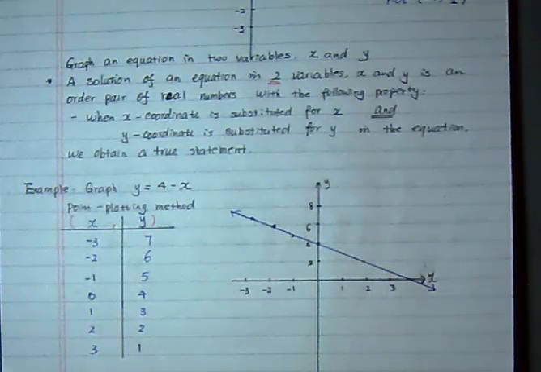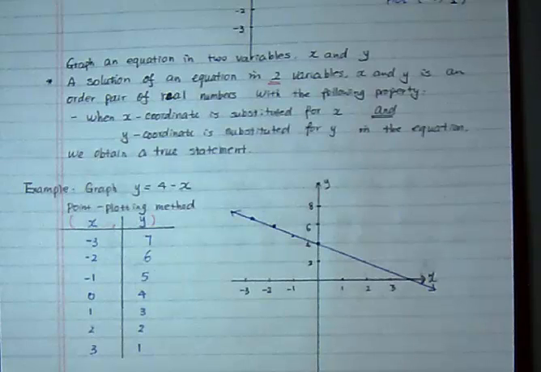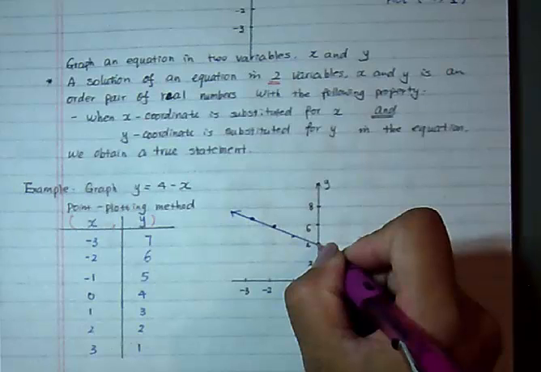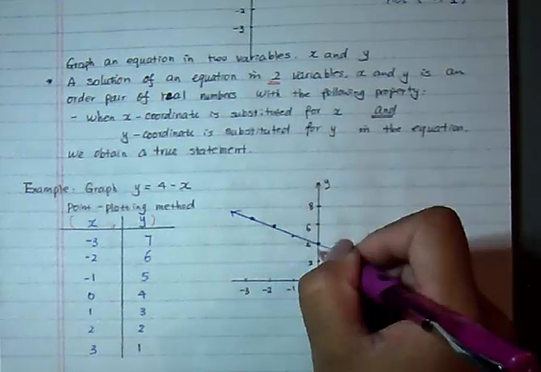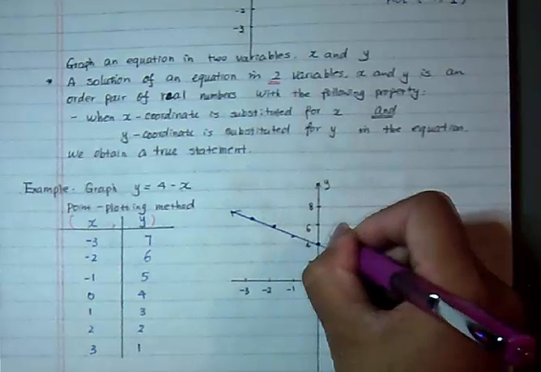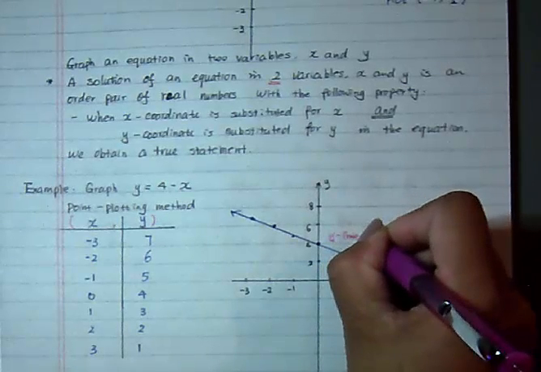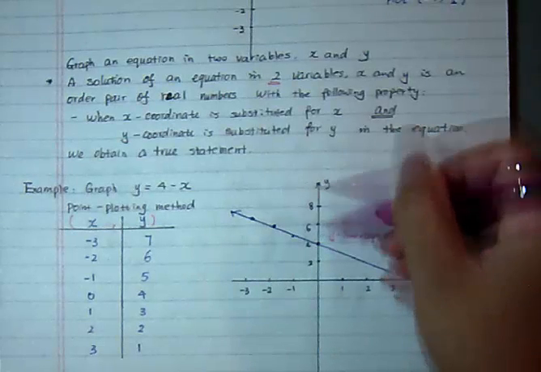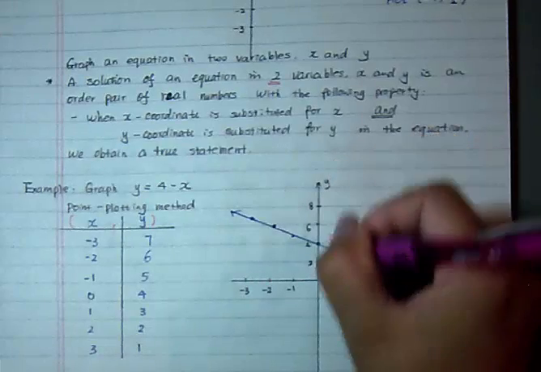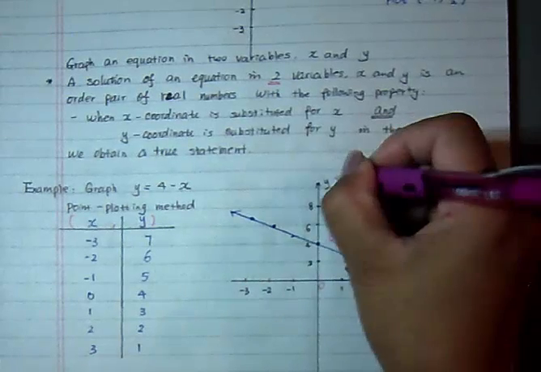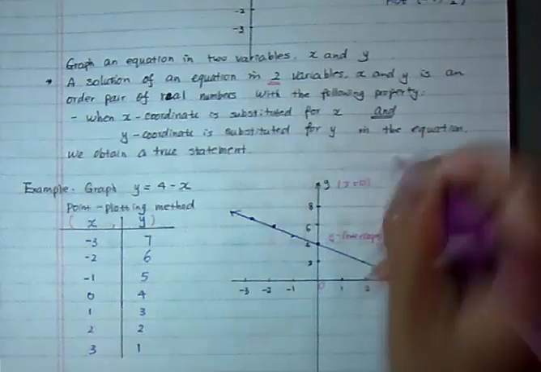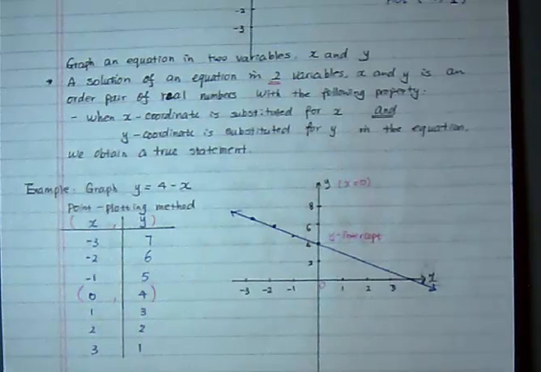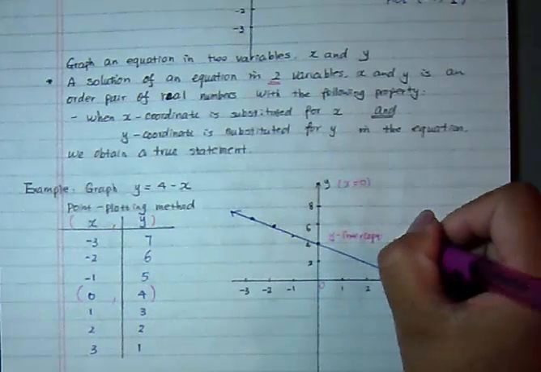Right, so in this line, there are some special points I want to point out. For instance, this point. You can see this point is where the graph intersects the y-axis, so we call that the y-intercept. Of course, it's on the y-axis. On the y-axis, because this is the origin, all the x values must be equal to 0. For instance, this point, we can see from the ordered pair 0, 4. So in this case, the y-intercept is 4.